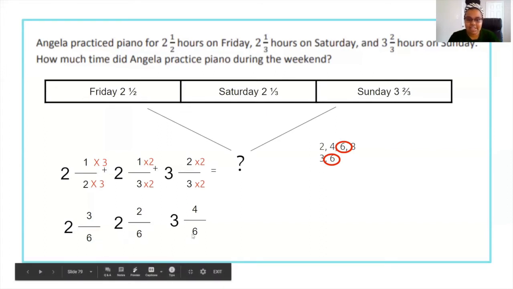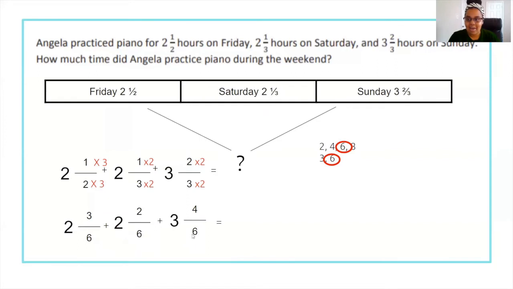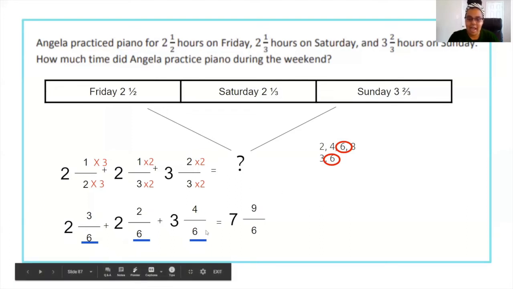Now that all my denominators are 6, now I can add these mixed numbers together. Starting with my whole numbers, I know that 2 plus 2 plus 3 is 7. And then I know that 3/6 plus 2/6 plus 4/6 will give me 9/6. So I now know that these 3 sections represent 7 9/6.